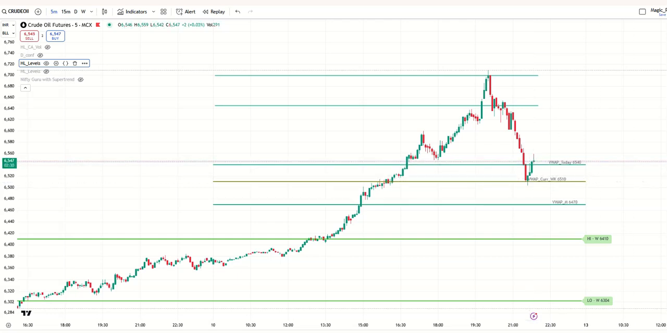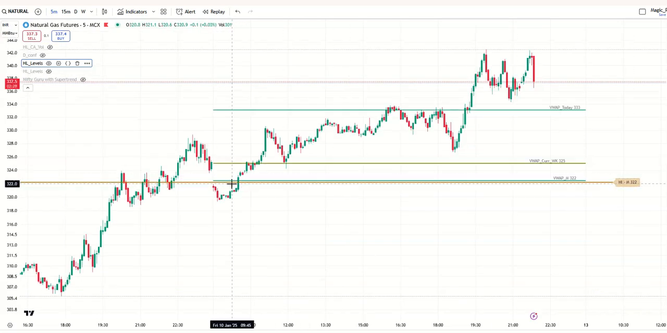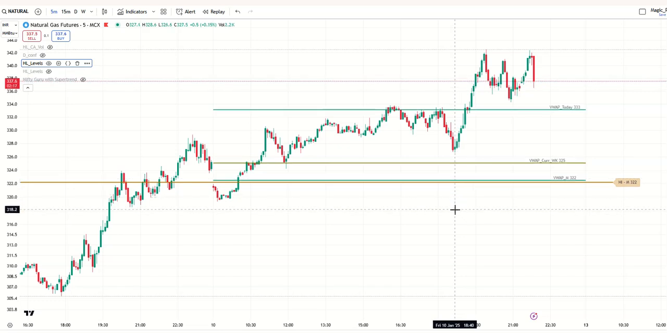Let me open natural gas. You see natural gas today crossed the monthly high, and then the trend is always positive. Even if there is a fall, unless this breaks down, don't enter into PE.